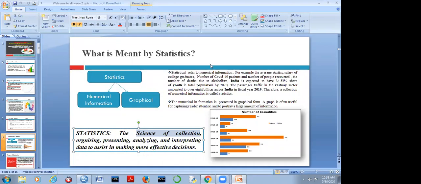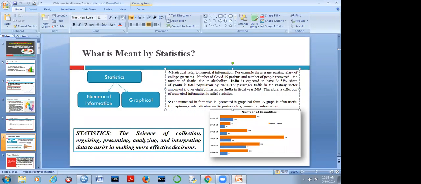Okay, so what I have written here, I have written with some examples. I will read the examples, then go to the next slides. Statistics refers to numerical information. For example, the average starting salary of graduate employees is a statistical figure. The number of COVID patients and number of people recovered is statistical information. Here we get numbers, meaning numeric. The number of deaths due to alcoholism.